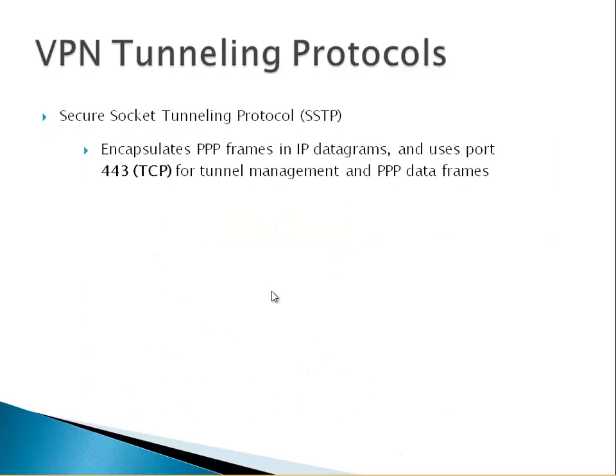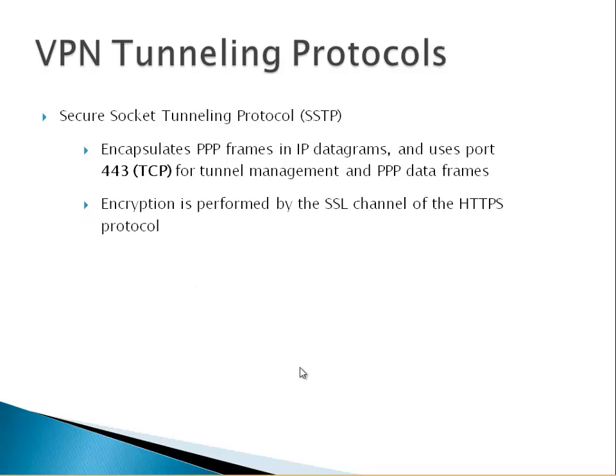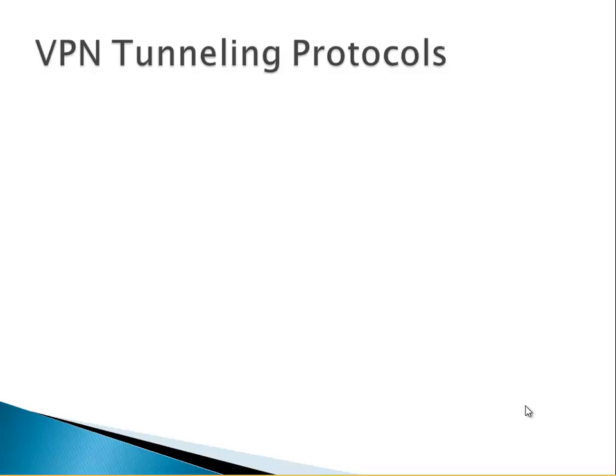Secure Socket Tunneling Protocol is best for administrators because they don't have to open any new ports on the firewall. The port that it uses is TCP 443, which is already open on the firewall for HTTPS, or secure web communication. Encryption is performed by the SSL channels of the HTTPS protocol. No new port needs to be opened in the firewall.